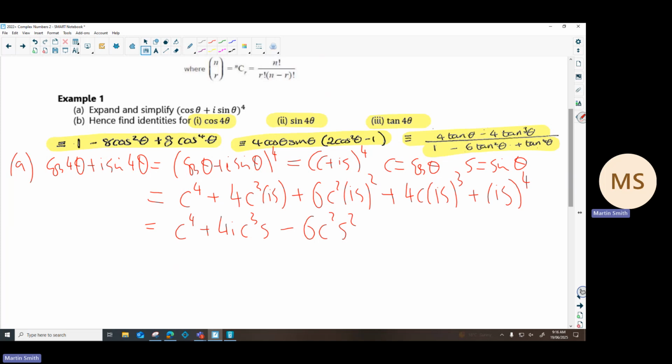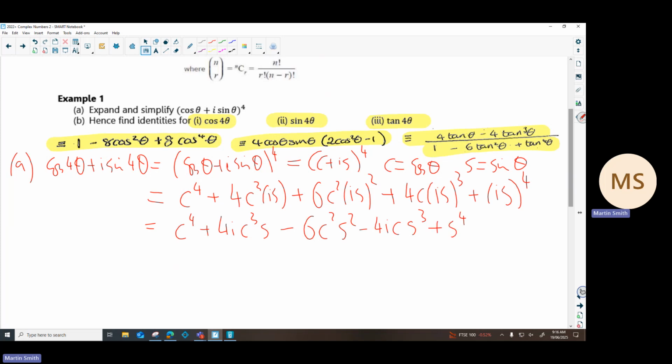squared. In my next term, when I expand the bracket, I'm going to get is cubed, which is i cubed s cubed. Now, i cubed is i times i squared, which is therefore minus i, because i squared is minus 1. So this term becomes minus 4i c s cubed. And then the last term is i to the 4 times s to the 4. i to the 4 is i squared squared, which is minus 1 squared, which is 1. So that just gives me s to the power 4.